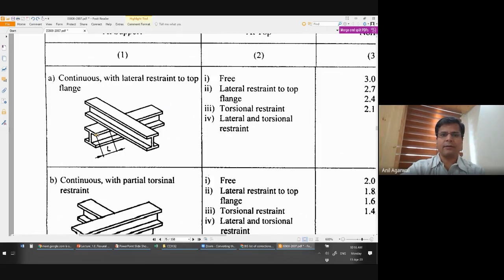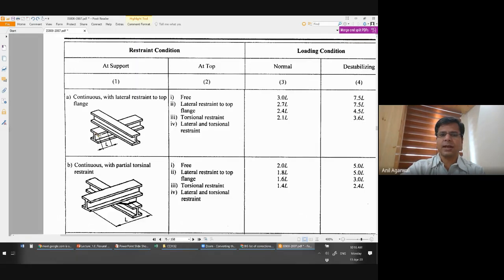To clarify, where they are writing L, that is the beam of our interest. That is the beam for which we are designing, and we want to know what is the effective length value. So this is the cantilever for which we are designing. In this cantilever, this location is at support, and this location is free, or sorry, at top. So this point is at top, and this point is at support.